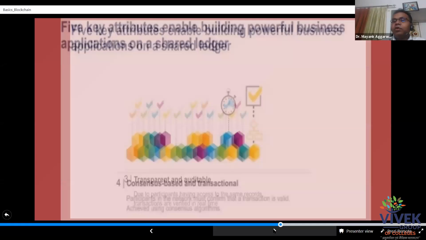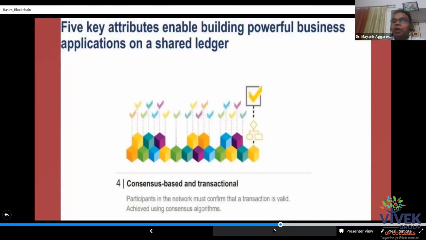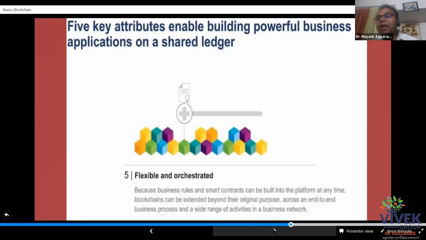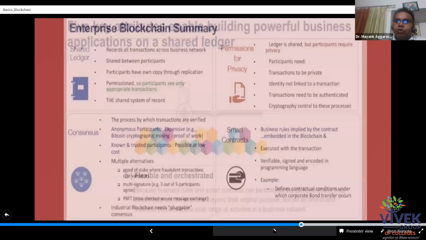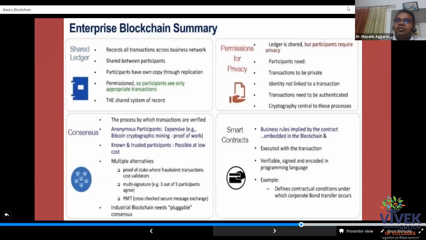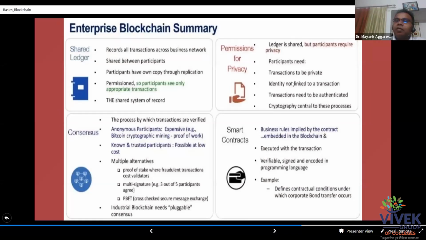I've already told you that it is consensus based. It is flexible. We can make our own application and use blockchain depending upon our use. There is no restriction from the side of the platform. You can compare it to a Windows platform: we have to write our code and use it. Before we proceed, we have already seen it is a shared ledger, a consensus-based mechanism, with permission for privacy.